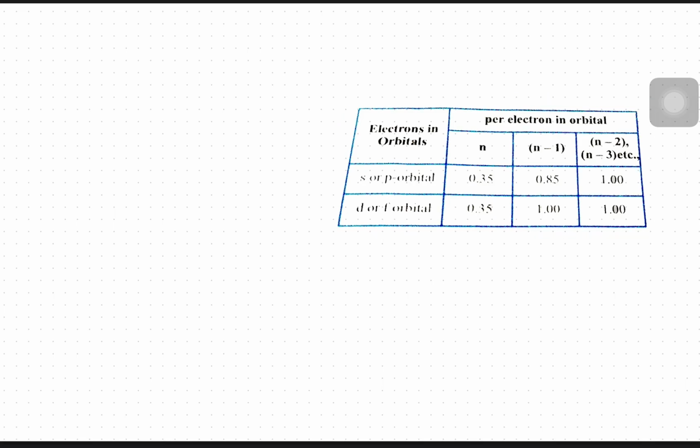Now see, the second rule: you have to learn this table. This table is very important. If your question is to calculate Z effective for an S or P electron, then the contribution of the nth shell will be 0.35. For the n minus 1 shell it will be 0.85, and for the remaining inner shells it is 1. You will get this clear from an example.